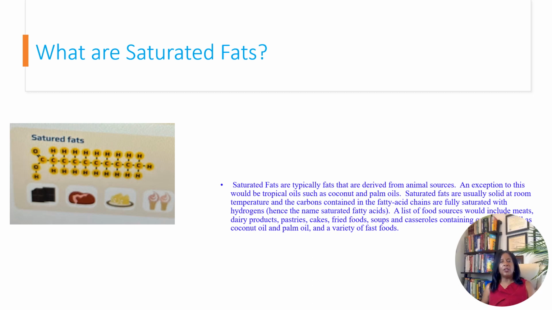Usually, saturated fats are solid at room temperature, and in the chemical structure, the carbons contained in the fatty acid chain are saturated with hydrogens, hence the name saturated fatty acids. Food sources of these saturated fatty acids include meats, dairy products, pastries, cakes, fried foods, cream soups and casseroles, coconut and palm oils, and a variety of fast foods that are on the market.